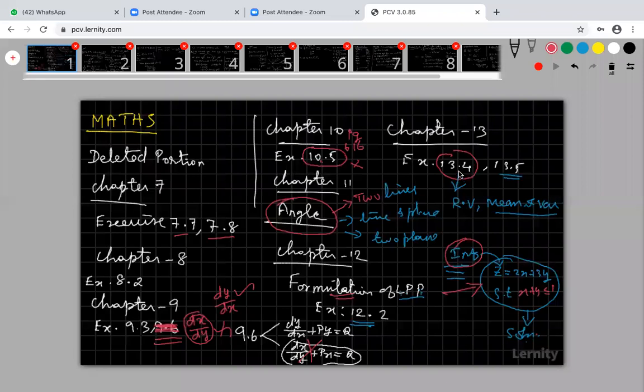And in the 13th chapter, in the 13.4 exercise, three important points are given. One is random variable, the mean of the random variable and the variance of the random variable. But the mean and variance of the random variable are totally eliminated. 13.5, binomial theorem, is totally eliminated. In 13.4, some basic questions based on the random variable may be asked, but the mean and variance of the random variable, those two are eliminated. So these are the deleted portions.